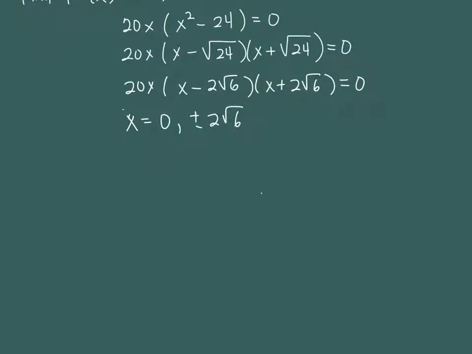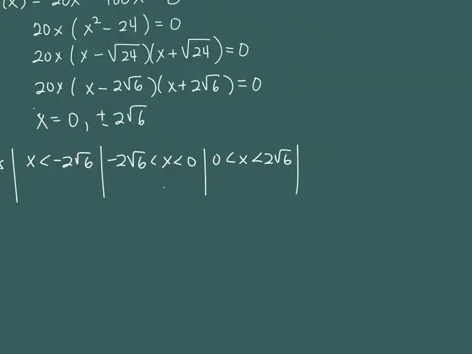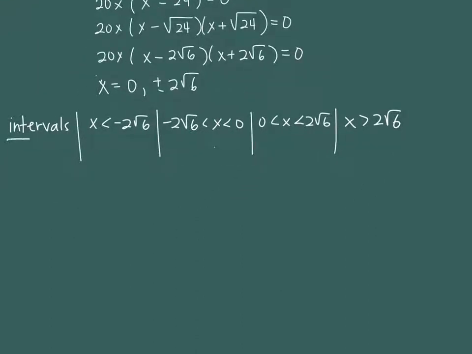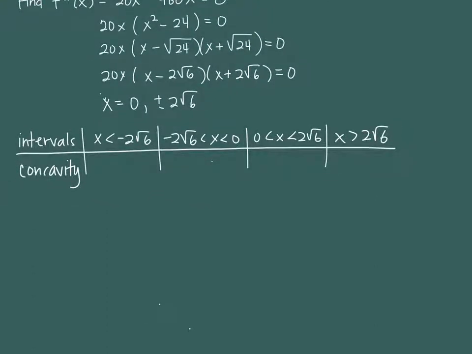So we'll do the same thing in the second derivative. So our intervals will have x less than -2 rad 6. We'll have -2 rad 6 to 0, 0 up to 2 rad 6, and greater than 2 rad 6. And we are going to check the concavity here. And again, you're going to pick something that would fall into that region.